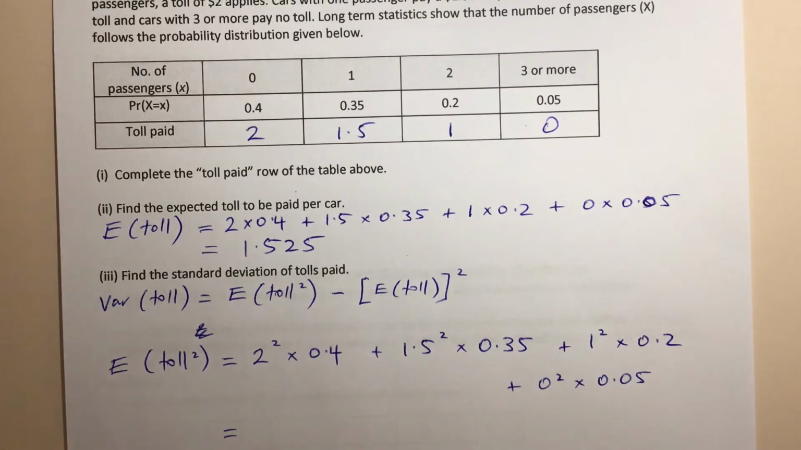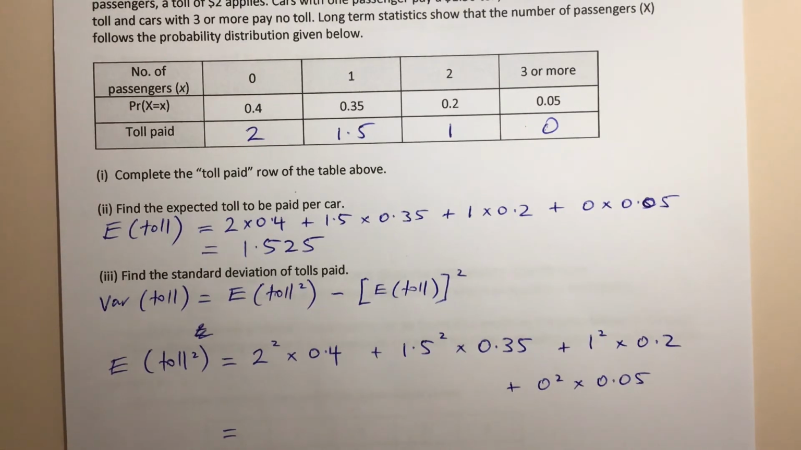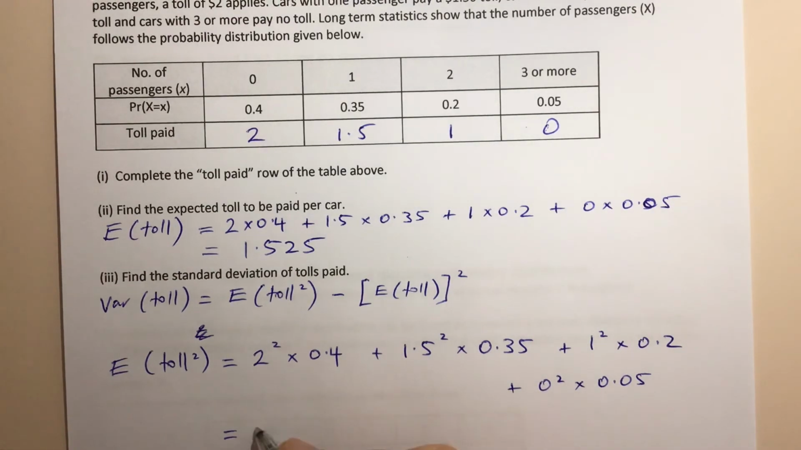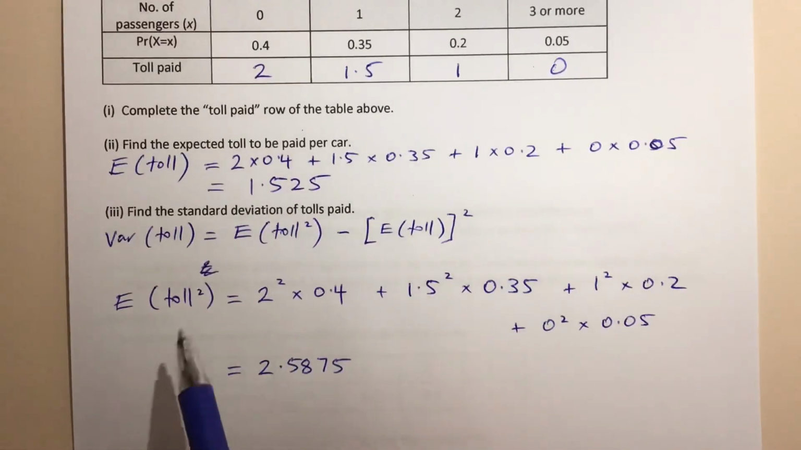Again, I'm going to go calculator here. I should have been better prepared and brought my proper calculator over. I'm going to try to wing it and see how this goes. Plus 0.2 equals, and then what's this going to be for? It's going to be plus 1.6. All right, so if I haven't messed that up, we're going to get 2.5875 as the expected value of the toll squared.